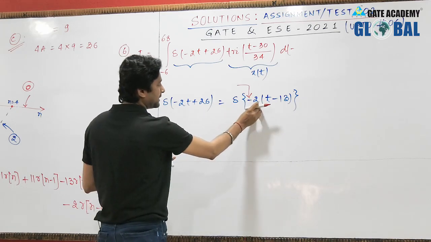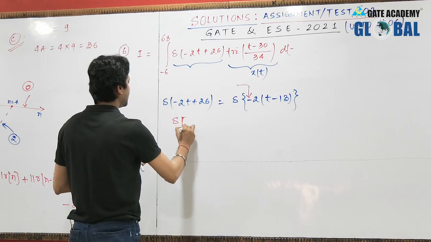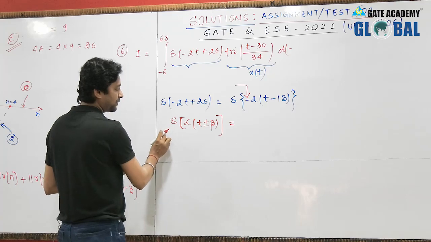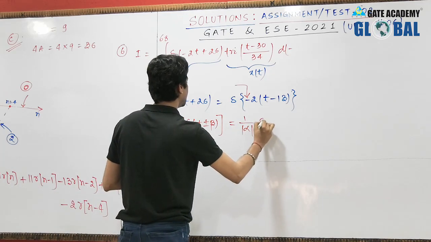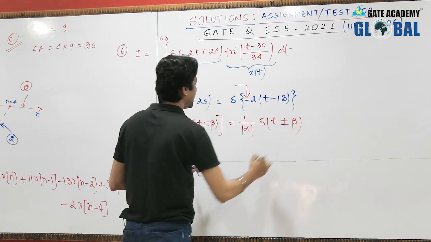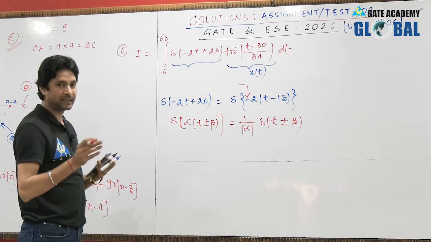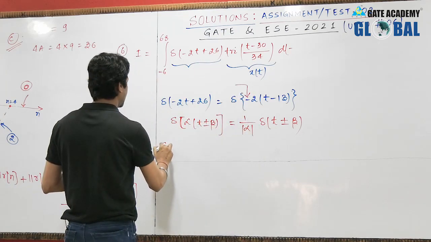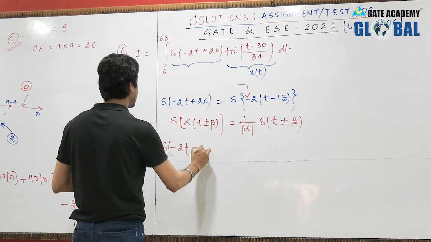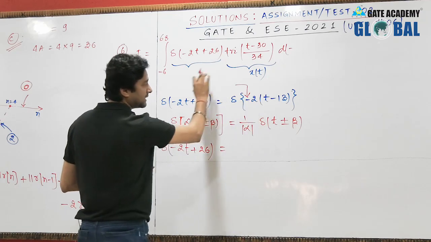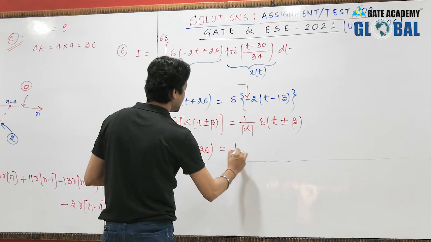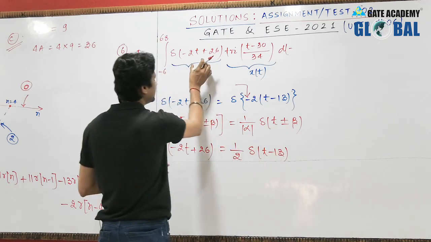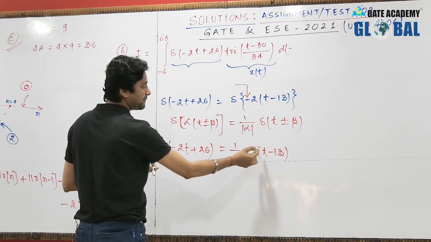Now for this scaling factor, you know that if there is delta of alpha times t plus or minus beta, then you can take the scaling factor out, that is 1 upon mod of alpha times delta of t plus or minus beta. All these things you have seen several times on the GATE Academy Plus channel or in live lectures, so you must be comfortable with these terms. Finally we can write delta of minus 2t plus 26 as 1 upon mod of 2, that is 1 upon 2 only, delta of t minus 13. So we can replace this part by 1 by 2 times delta of t minus 13.